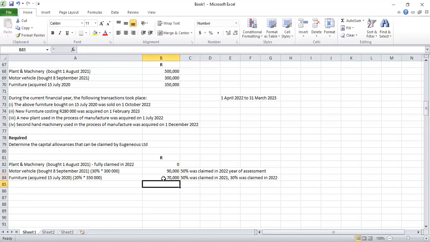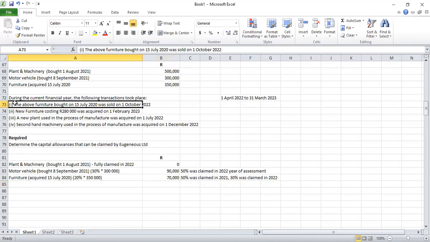So you should know that if it's any other asset other than one that is used in the process of manufacture, as long as it's in its first year, 50%. In the second year, 30%. In the third year, 20%. If it's more than 3 years, 0. So like this furniture, if it had been bought in 2019, they were not going to claim anything, because the 50 would have been claimed in 2020, the 30 in 2021, and the 20 in 2022. So in this particular case, they will claim 20%. So that also deals with this.